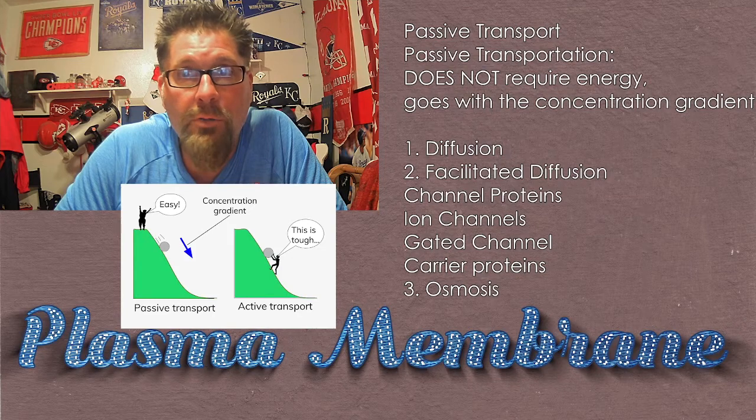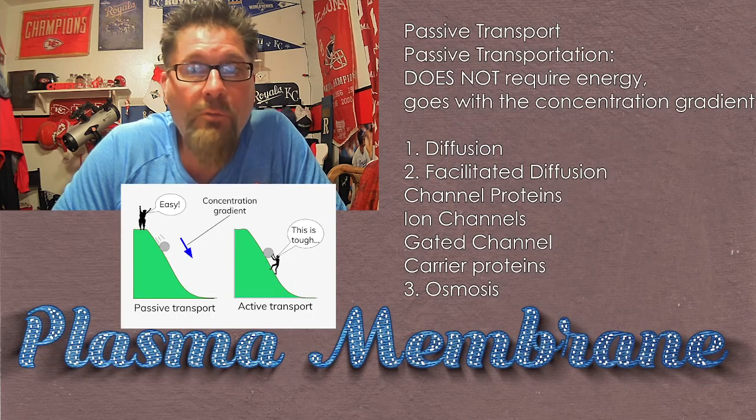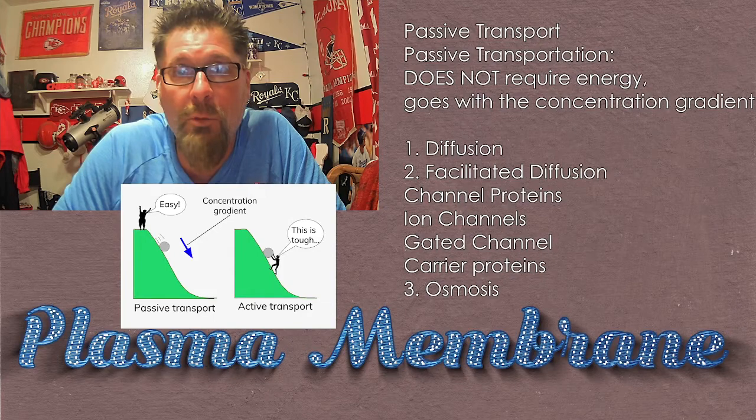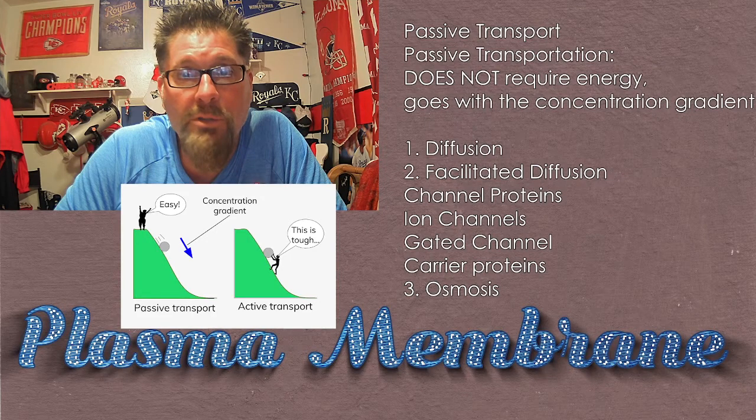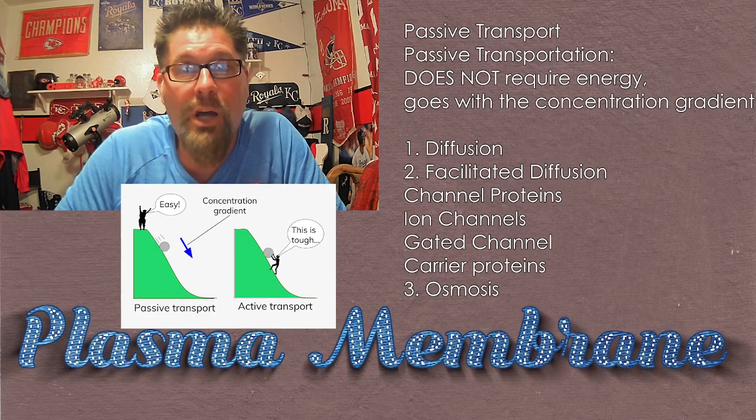Things move through passive transport from the area where they are to the area where they're not. They move downhill. In this picture below me, passive transport, the ball rolls downhill. That's the concentration gradient. In other words, the ball is completely at the top of the hill, 100%, and it moves to an area where it's not.